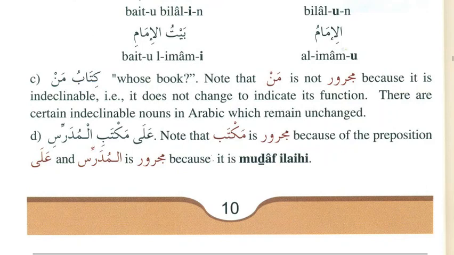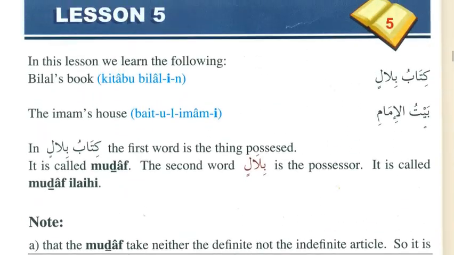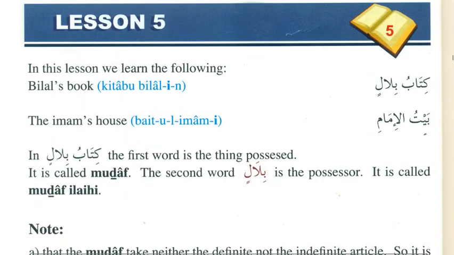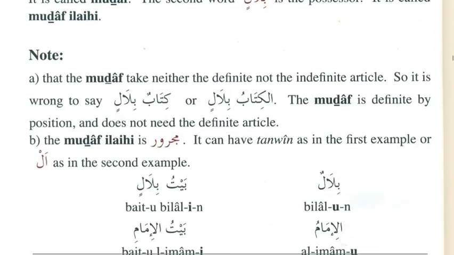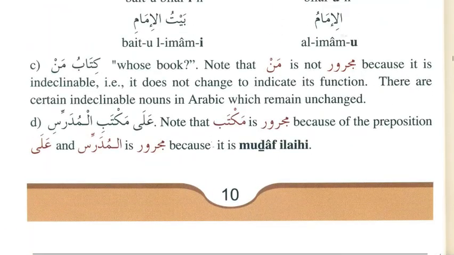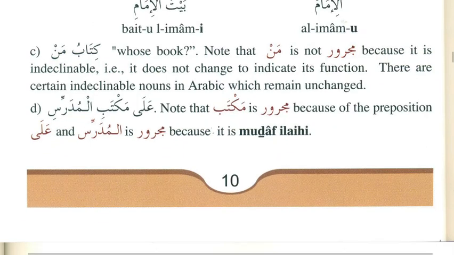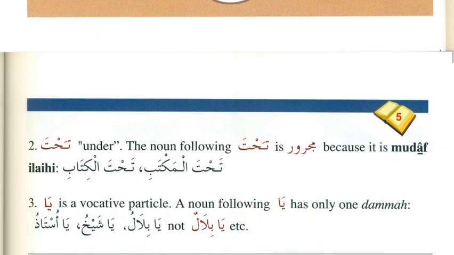Second thing with the muzaf, sometime it will have dhamma, sometime it will have kasra, sometime it will have dhamma according to the sentence. So previously you have learned the examples in which kitab muzaf was marfu, it has dhamma, but now here in this example the muzaf has become majroor because of the harfe jar ala maktabil mudarrisi. So you see the irab of muzaf changes according to the sentence.